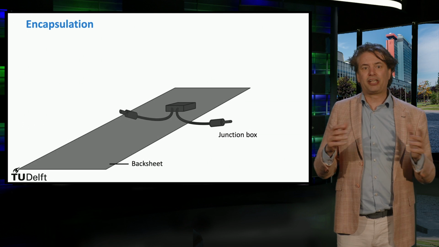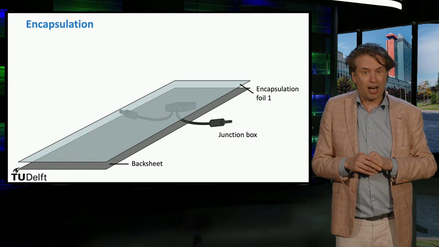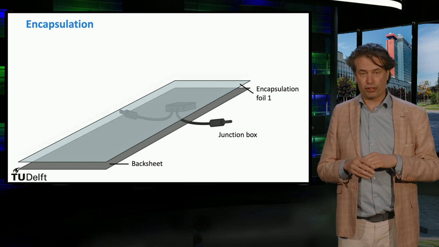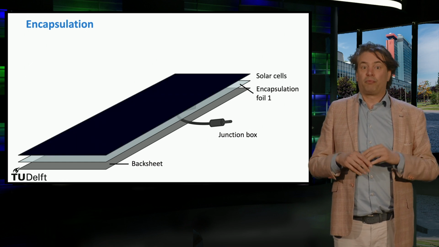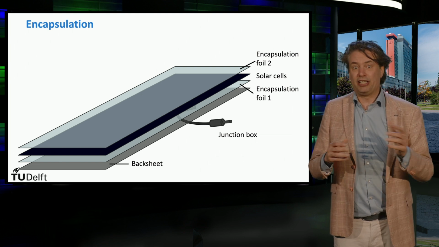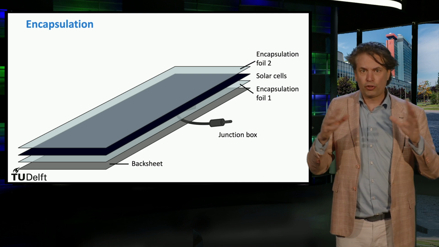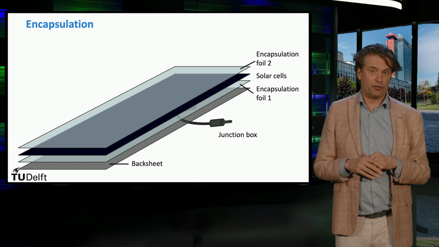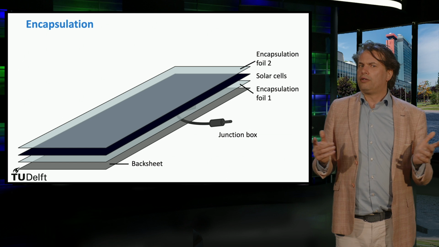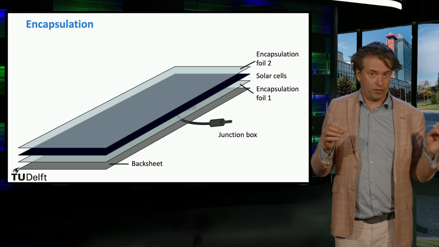The junction box is connected to the backsheet material, whereas the solar cells themselves are laminated between two layers of encapsulation foil to prevent air and moisture ingress. The encapsulation that provides adhesion between the solar cells and the top surface of the PV module at the front side should be stable at elevated temperatures and under high ultraviolet exposure.